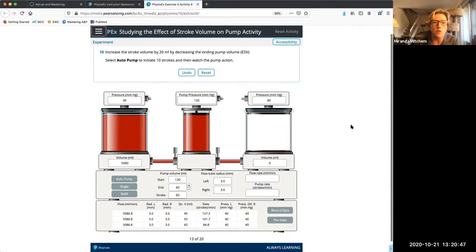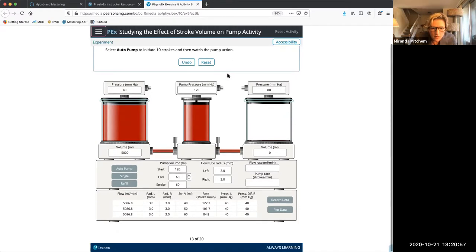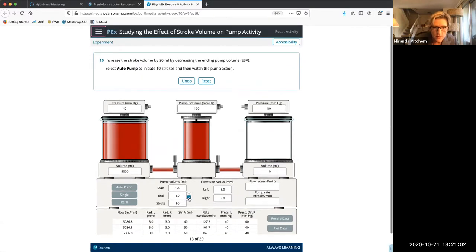Okay, now we need to look at what happens when we're going to increase the stroke volume by 20 mils. Let's see, by decreasing. That doesn't make sense to me. Increase the stroke volume by 20 mils. Okay, I did that. So now we're at 80 and hit auto pump. So it's pumping it 10 times. That's what this middle thing is. That's the heart.